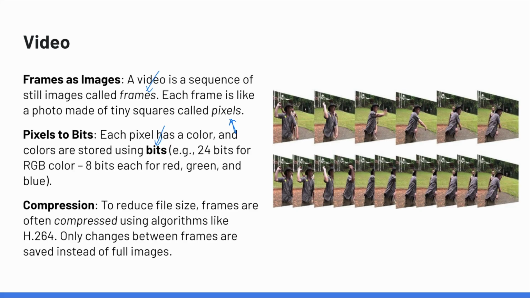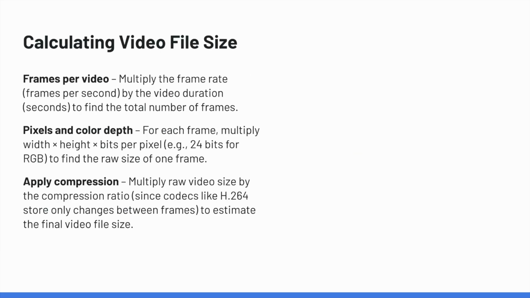And oftentimes frames are compressed using algorithms in order to allow us to easily transmit or play back a video. So if we want to calculate video file size, we look at frames per video, pixels and color depth, and then compression. So this is going to give us the size of the raw video file, and then it's probably going to get compressed in some way to give us our final video file size.